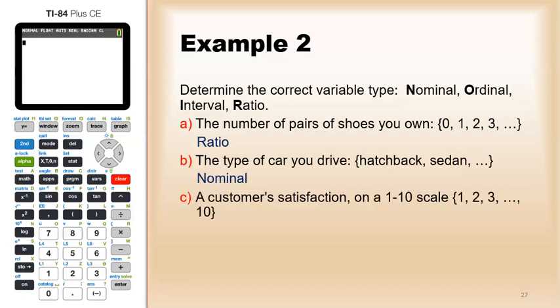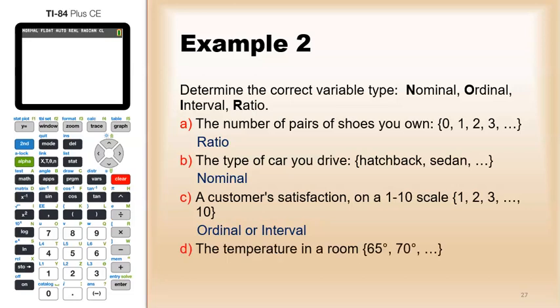A customer satisfaction rating on a 1 to 10 scale, like 1, 2, 3, 4, 5, up to 10. This one's a little trickier in that you can argue either ordinal or interval. I mean, technically these are categories, and this is ordered, 1, 2, 3 on to 10. The way we typically treat them in statistics, we tend to treat them in the interval range, though. Either one would be acceptable.